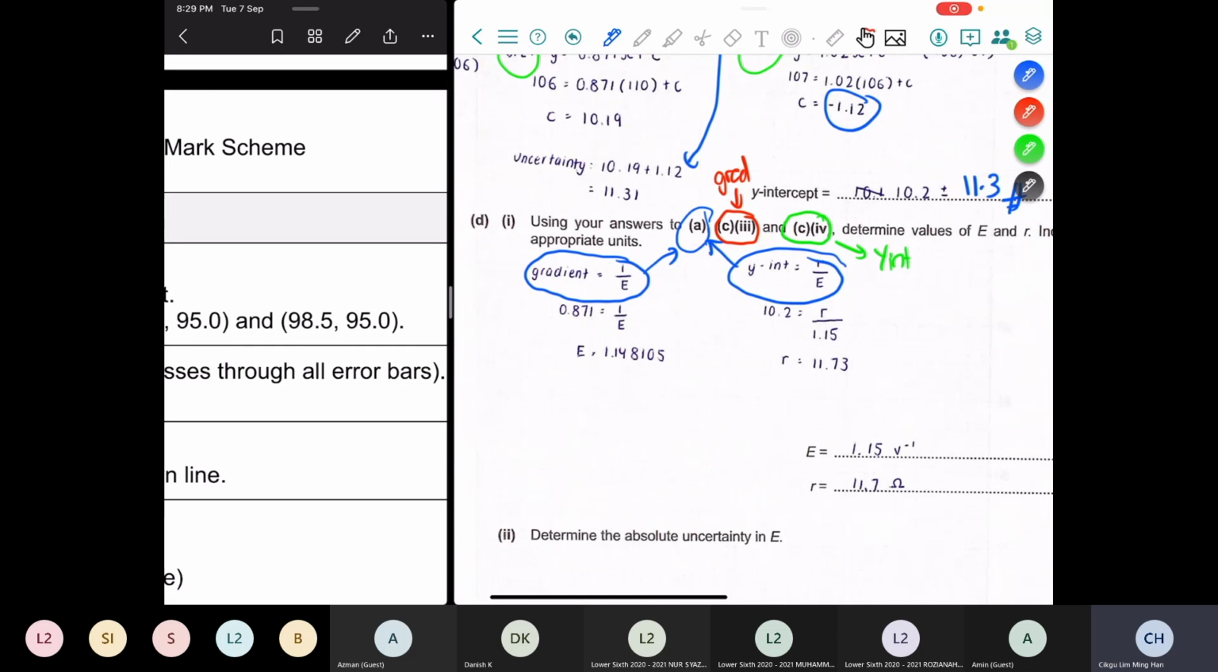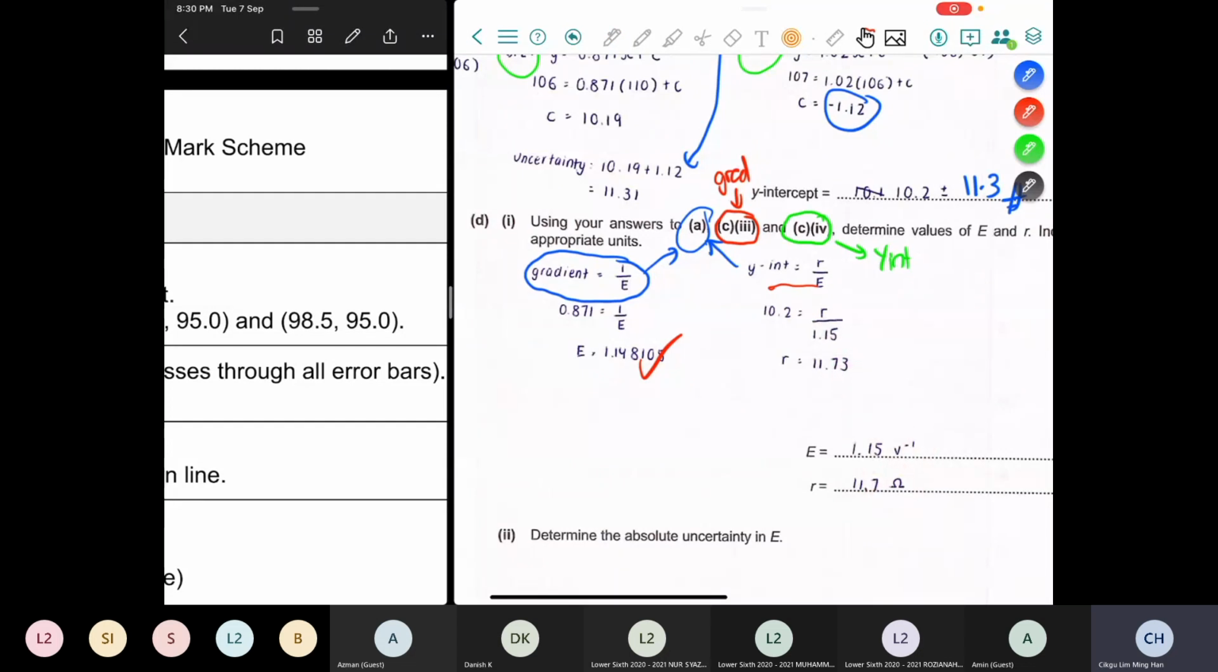So from your expression, you can get your E by simply getting the gradient. So you get E equal to 1.14. Okay, so this is correct. And then the other one is the y-intercept. It's R over E. So I better not write this one. So you can see the R. So it's R over E. So you use the E from your previous answer here. Bring it here, you should get the R.